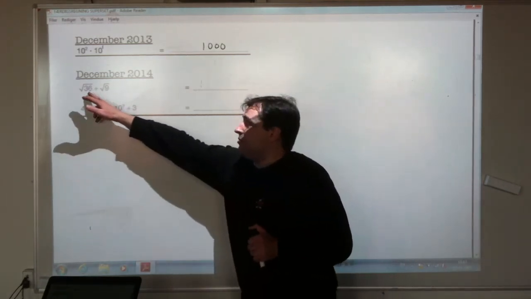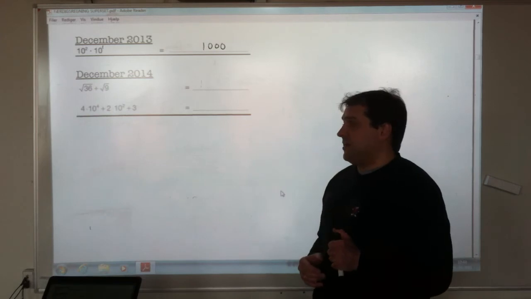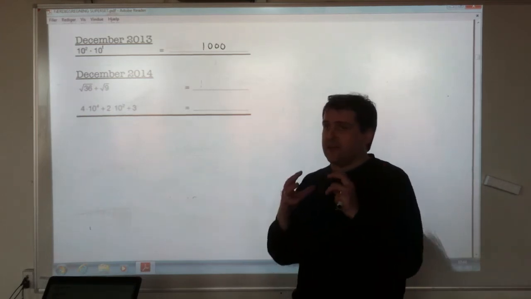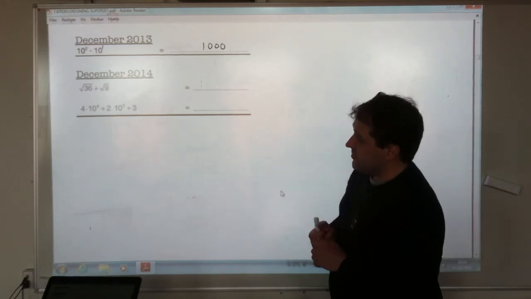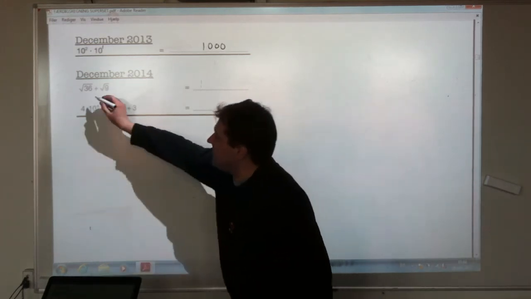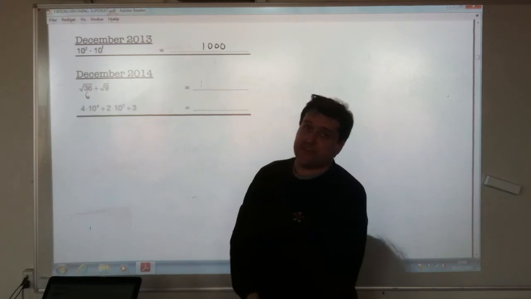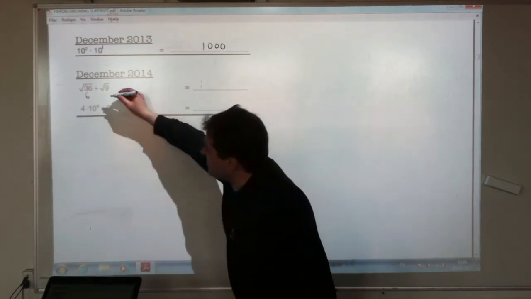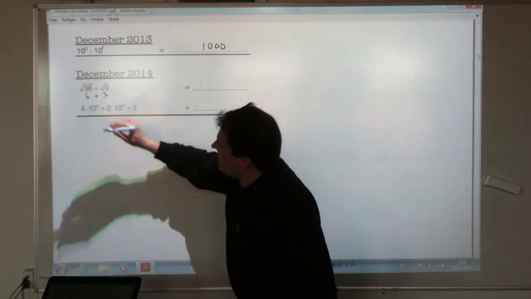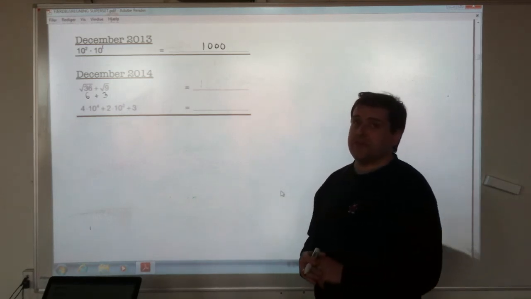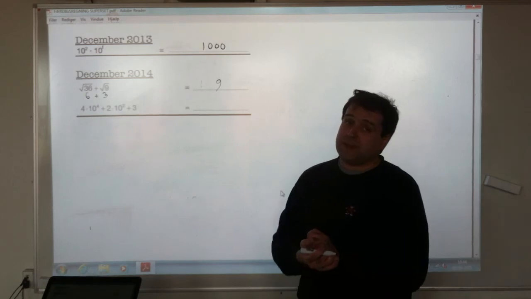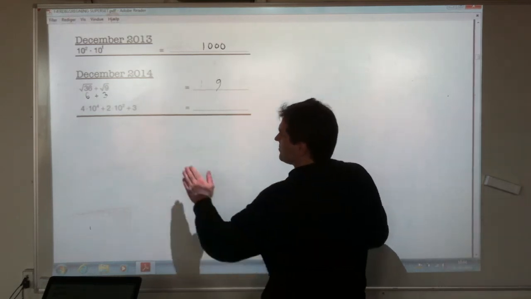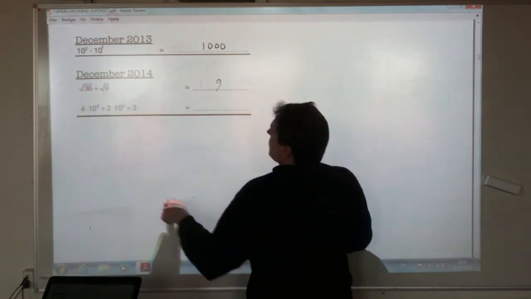Okay, next one, root 36 plus root 9. Now when you're plussing square roots together, there is no rule to combine them into a single term, so you just have to work them out individually. Square root of 36 is 6, because 6 times 6 is 36. Square root of 9 is 3, because 3 times 3 is 9. So the answer is 6 plus 3 makes 9.